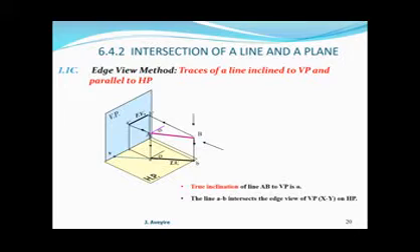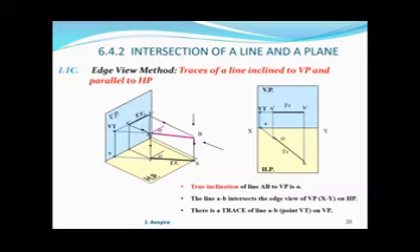From V, we draw a vertical line, and then we extend that line onto the front view AB, so it hits here. That is our vertical trace. We can confirm that by extending the actual line AB, and it will intersect at that very point. That is our VT, the vertical trace of the line.